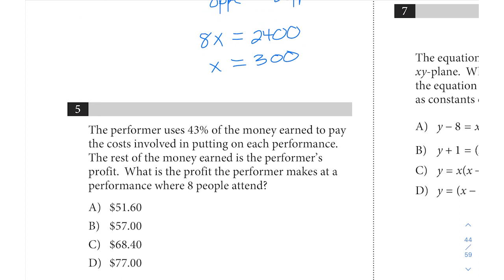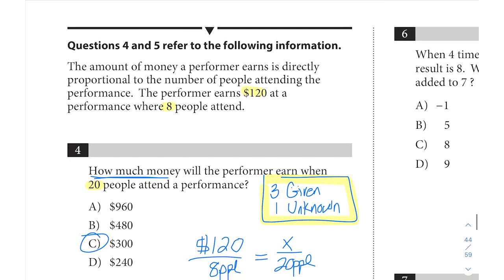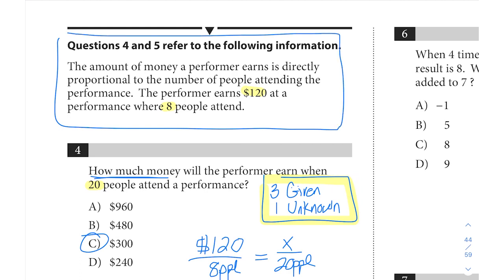Let's move on to question 5. The performer uses 43% of the money earned to pay the costs involved in putting on each performance. The rest of the money earned is the performer's profit. What is the profit the performer makes at a performance where 8 people attend? So first we have to know the dollar amount for this performance where 8 people attend. And remember, it is related back to this information.